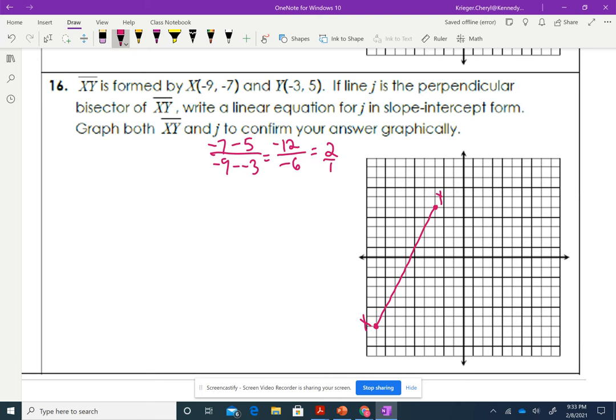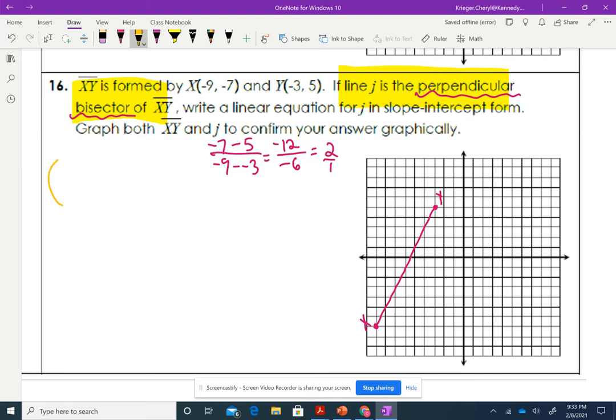Okay, line J is the perpendicular bisector of XY. So two key things here. It's perpendicular and it's bisecting. So what does a bisector do? Well, it cuts it in half, right? So if it's cutting the segment in half, we have to find the point that is halfway between X and Y. So what is that halfway point called? That's called the midpoint.